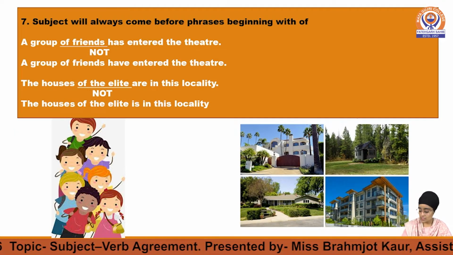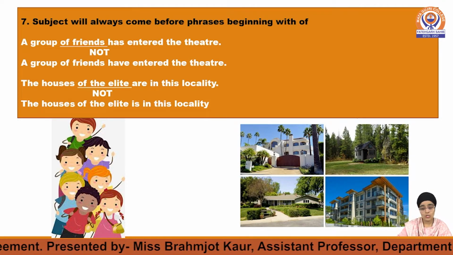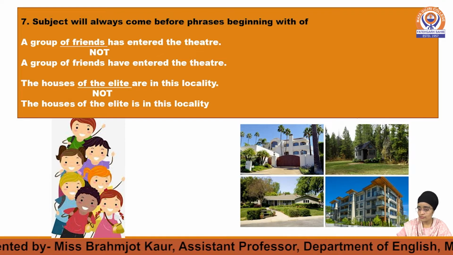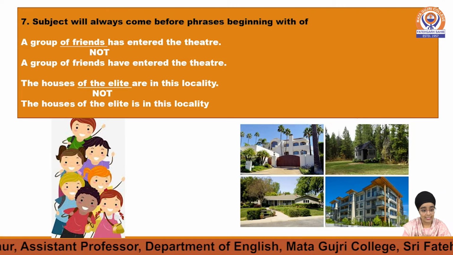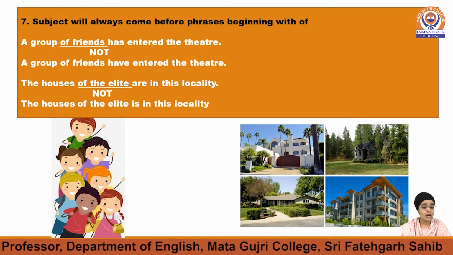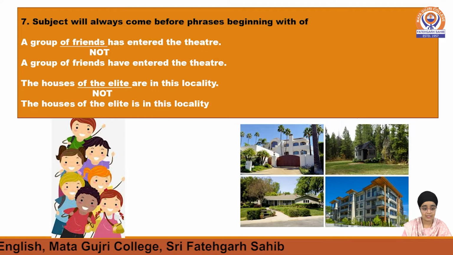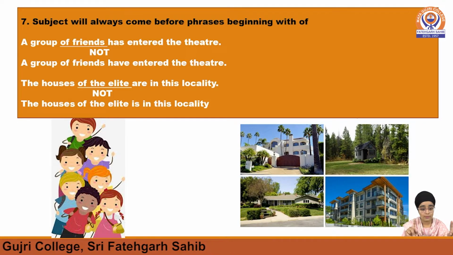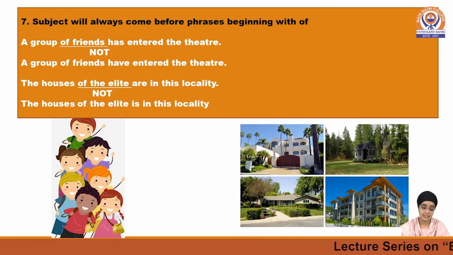Next, seventh. If you have a phrase which is beginning with of, and this phrase follows the subject, don't think of this phrase as part of the subject. The subject is a different entity. So let's come to the sentence examples. A group of friends has entered the theatre. So I am talking about the subject. The subject is a group. So a group becomes a collective noun, but a singular, a group. Not two groups, not many groups, but a group, singular subject. So a group of friends has entered the theatre, not a group of friends have entered the theatre.